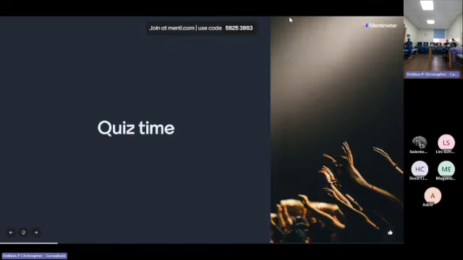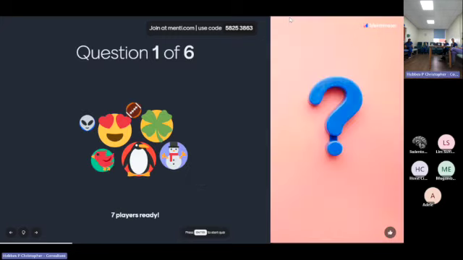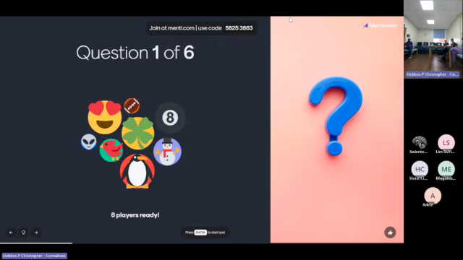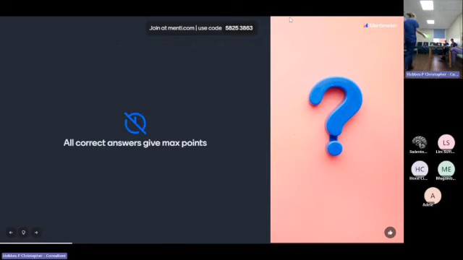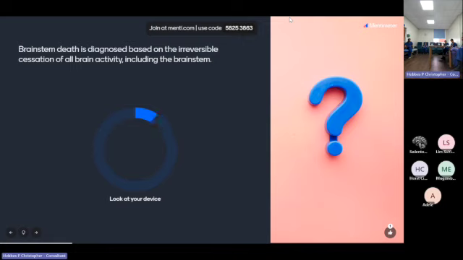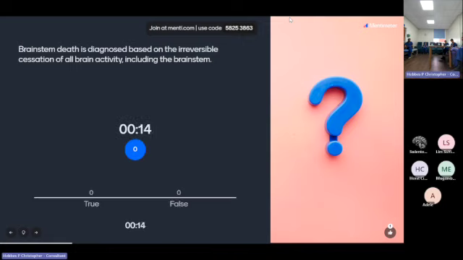so quiz time. We're going to start by activating some prior knowledge and thinking about what you know already about diagnosis of brainstem death. So question 1 of 6. You're ready to go. We're going to start. Brainstem death is diagnosed based on the irreversible cessation of all brain activity, including the brainstem.